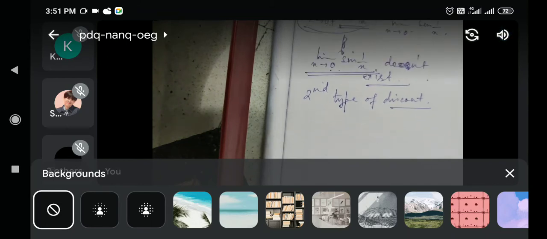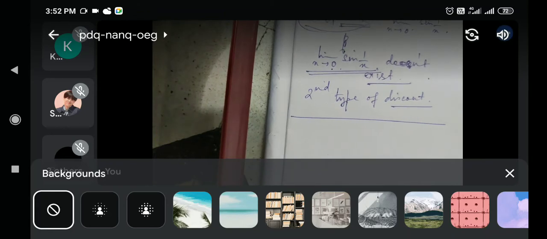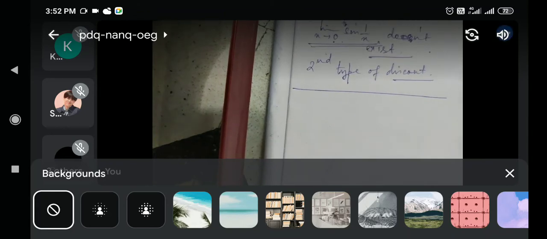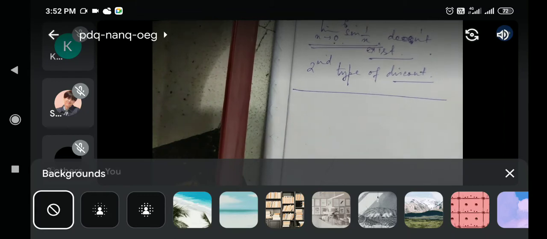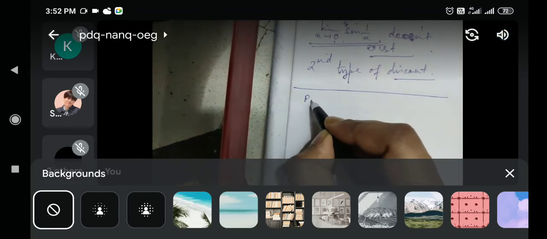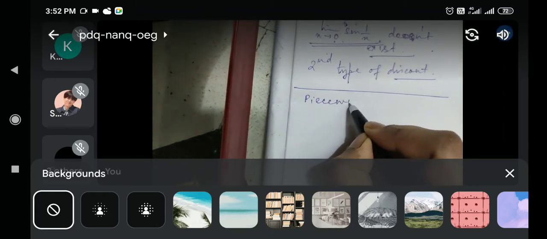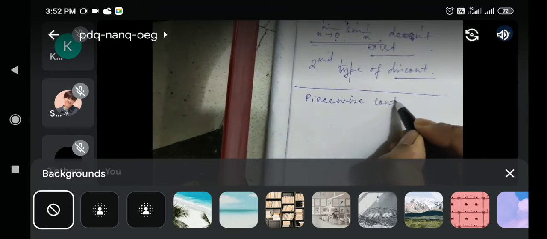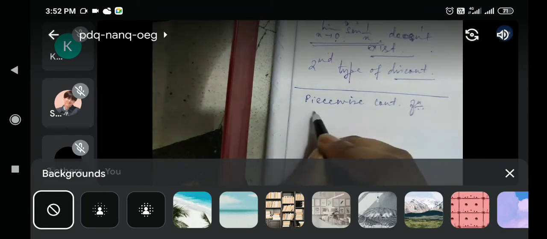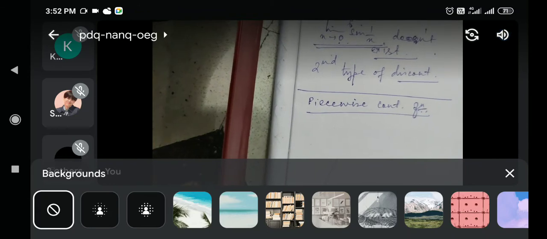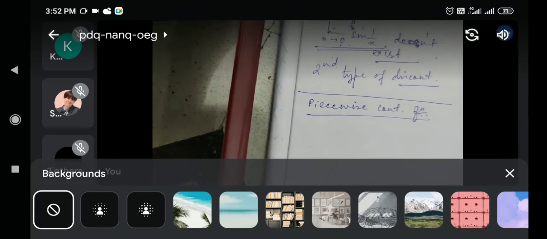Next is another type of discontinuity, besides non-removable and removable ones. There is another type which is called piecewise continuous function, or piecewise discontinuity. Okay. Here we will discuss the continuity on an interval.